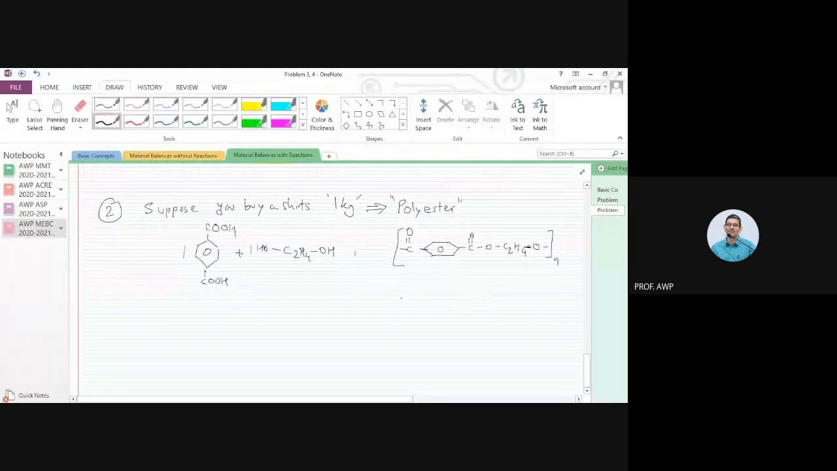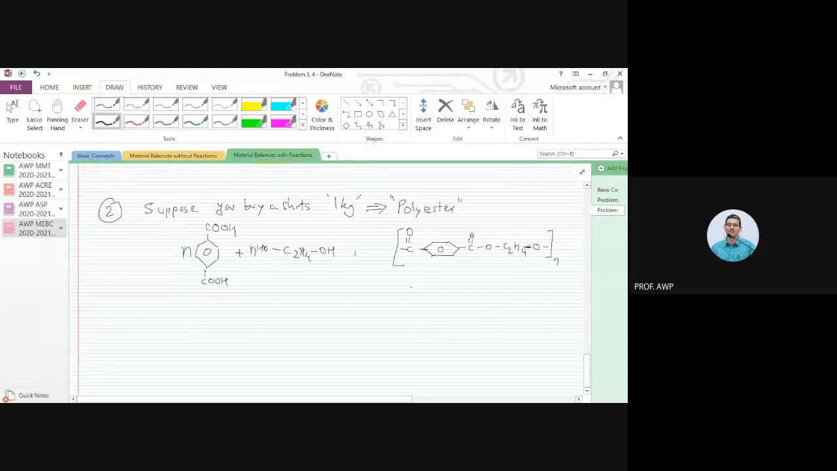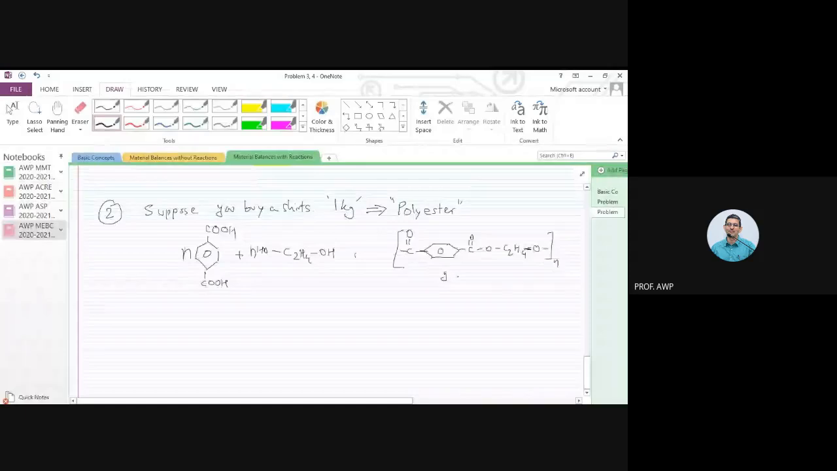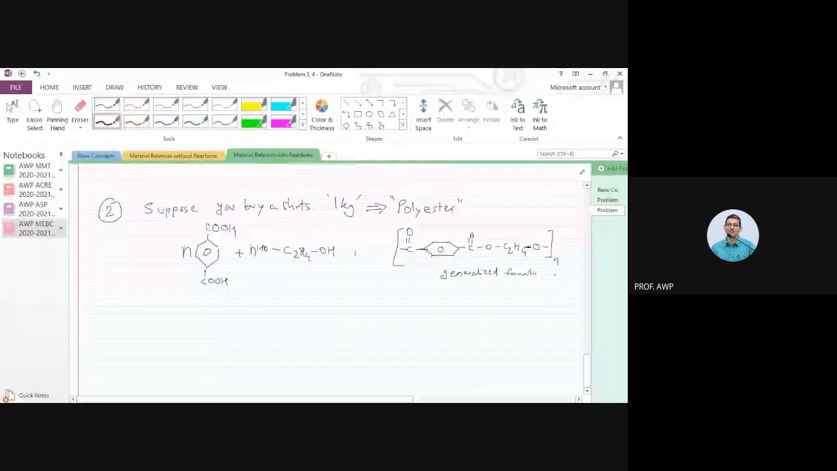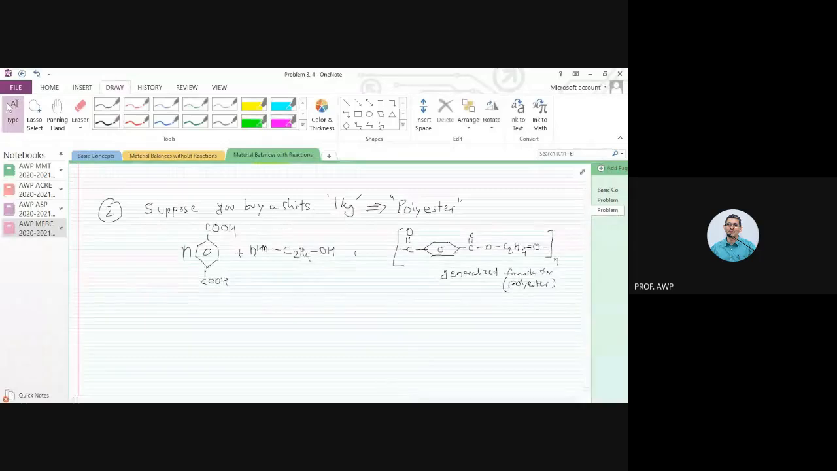N and N will react, isn't it? Forget it, the chain will be so big that you can forget about the last molecule of terephthalic acid and the last molecule of ethylene glycol. This is your generalized formula for polyester. All right, everybody okay with this? Yes, no? Yes, sir.